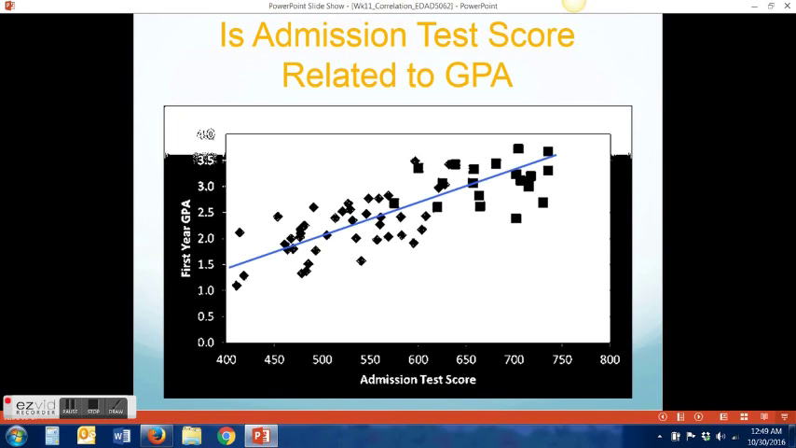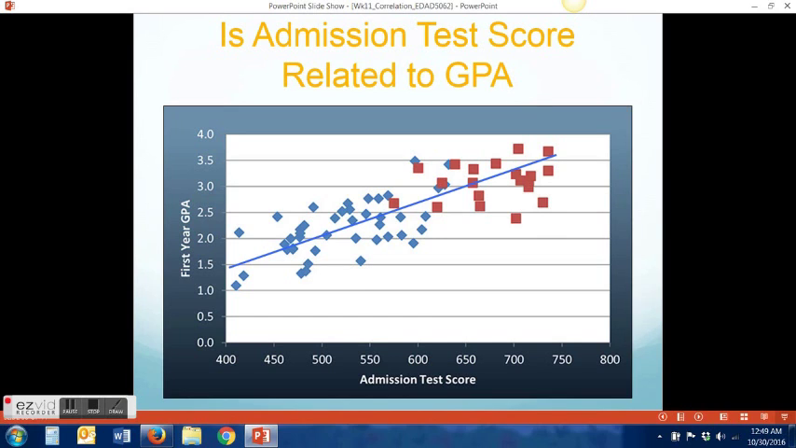Let's consider this research question. Is admission test score, like SAT or GRE, related to a student's college GPA? Here's a plot of some variables. We've got admission test score along the x-axis from 400 to 800, and we've got first year GPA along the y-axis from 0 to 4.0. Take a look at these dots and how they're scattered across this relationship. What kind of relationship, positive, negative, or no relationship, do you see here?